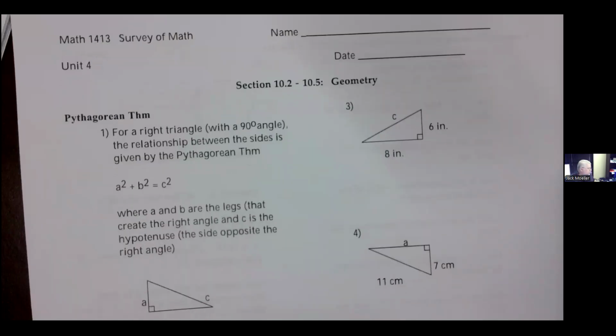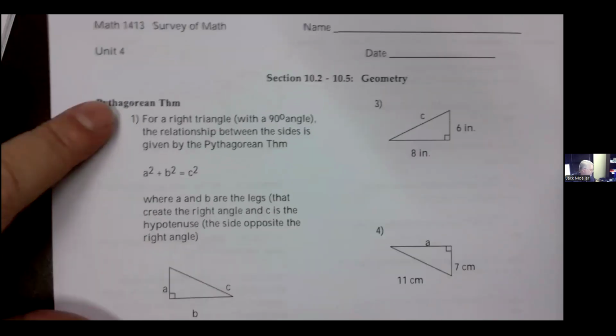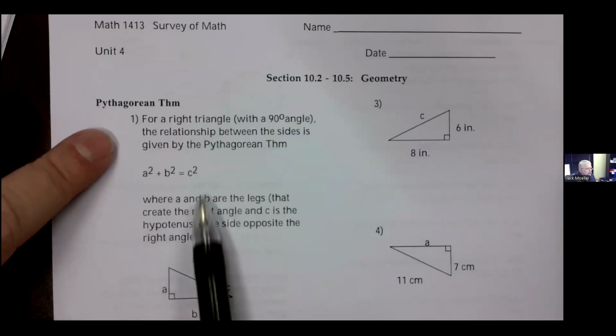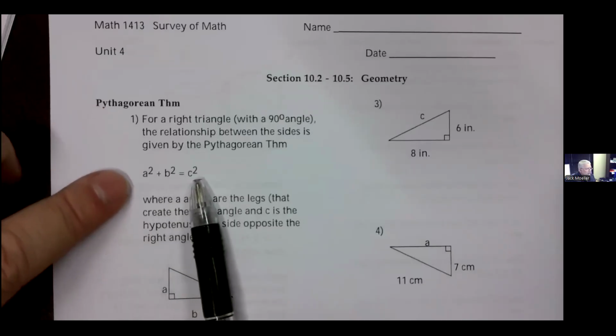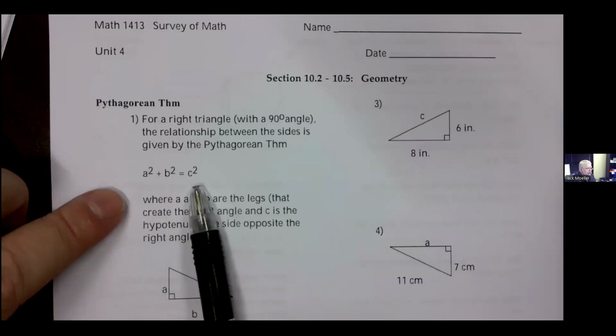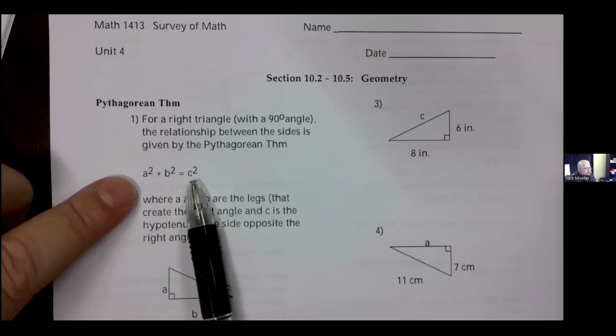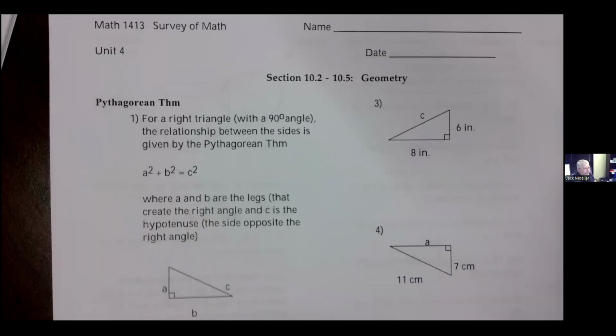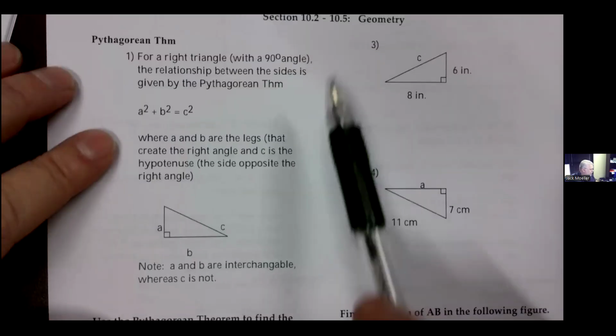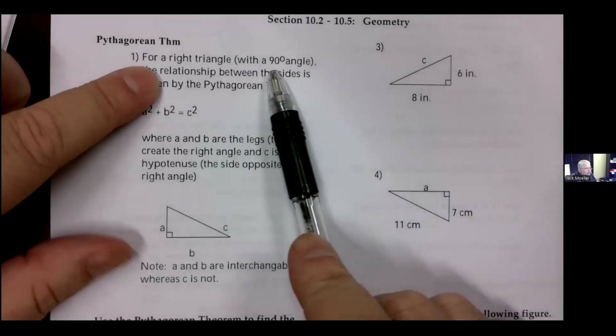All right. Anytime we're dealing with the Pythagorean theorem, this is one of the formulas that people tend to remember, even if they don't know what everything applies to. It's a squared plus b squared equals c squared. So where does that come from? Well, anytime you're dealing with the Pythagorean theorem, there has to be a right triangle.